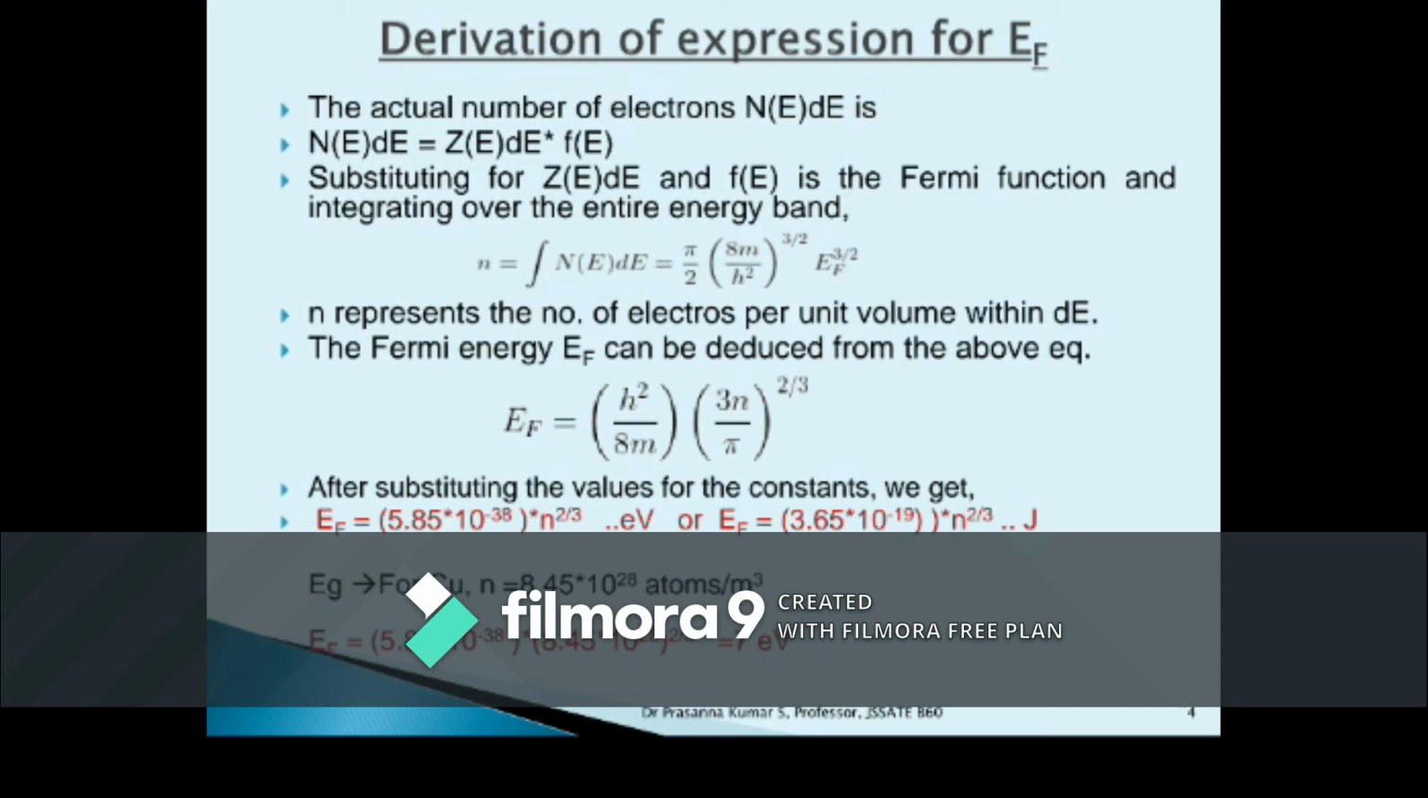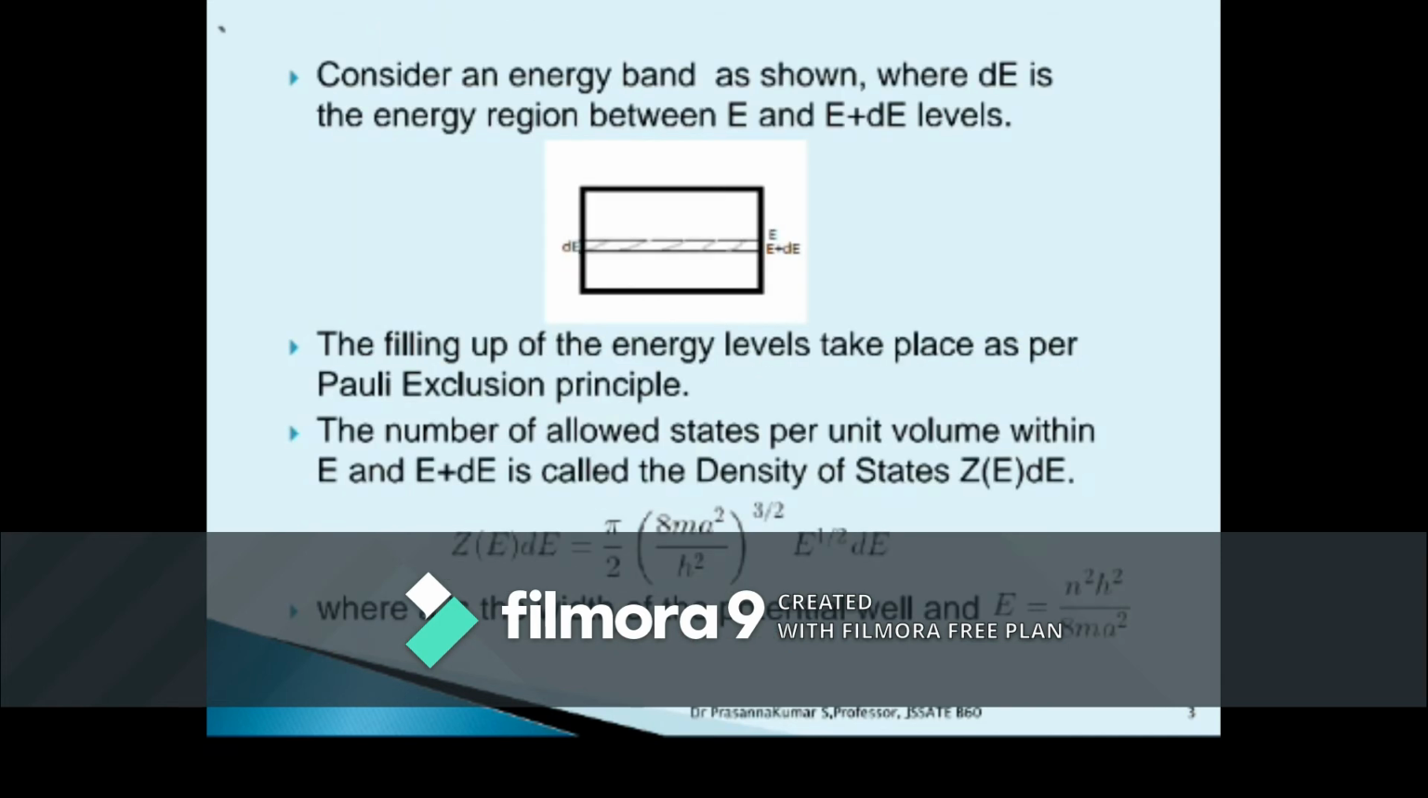So N of E dE represents the total number, that is equal to the density of states available. How many states are available, how many desks are available, something like that. The f of E is the presence of a student. Then the filling up of electrons takes place from the bottommost according to the Pauli exclusion principle.